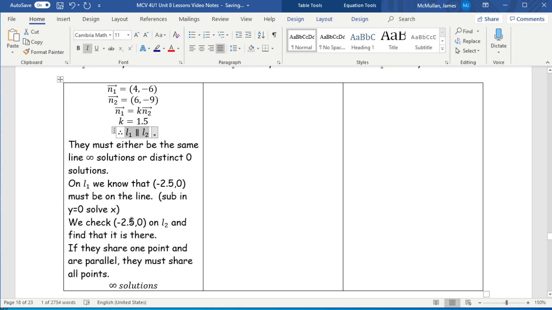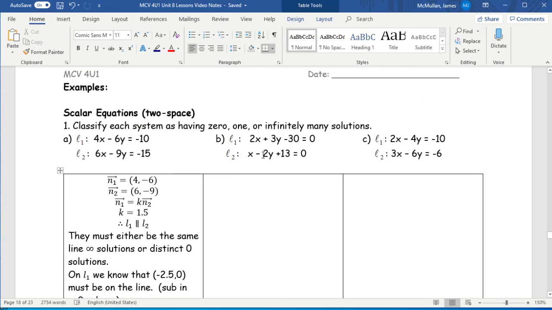Number 1, we showed they're parallel. Number 2, we showed that a single point is shared. By the way, if you showed that a single point is not shared, that would be enough to say that there are no solutions, because two lines that are parallel but do not have a point in common will never have a point in common. Okay, so we look at the next one.